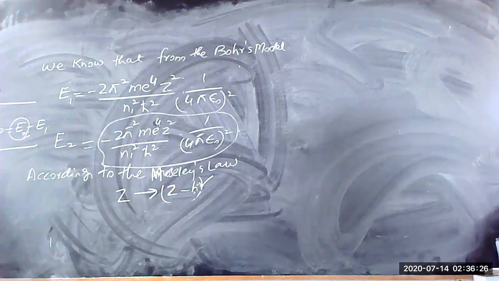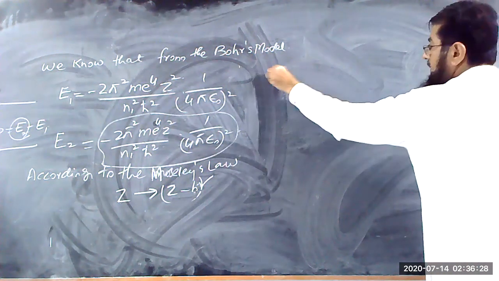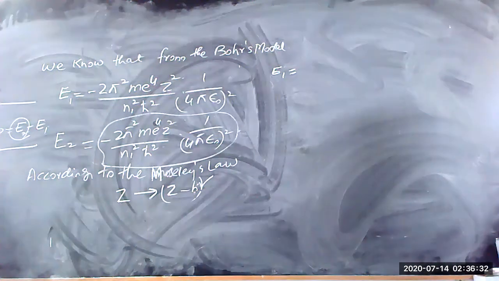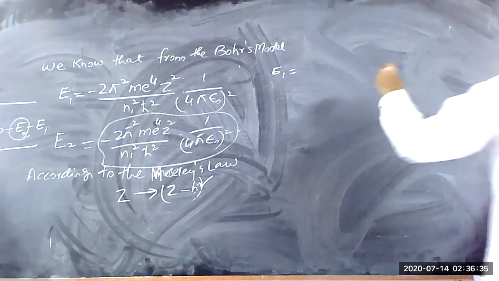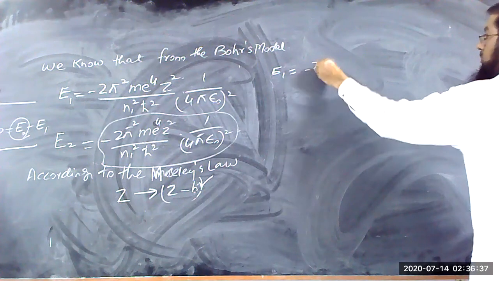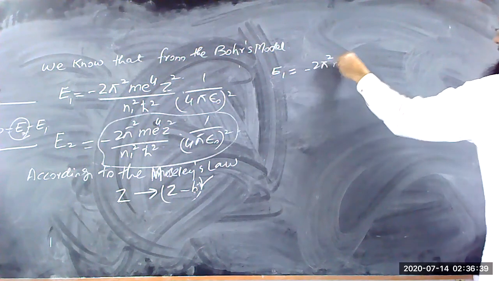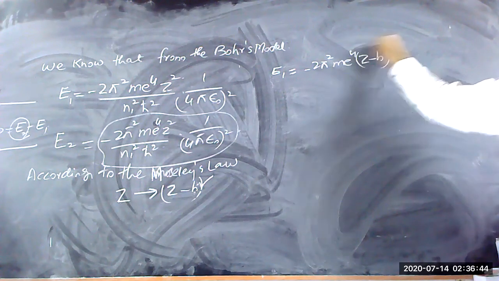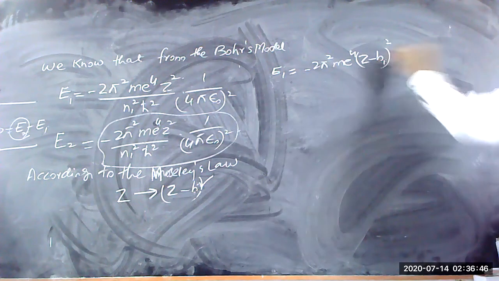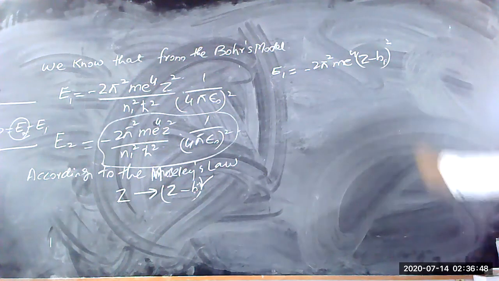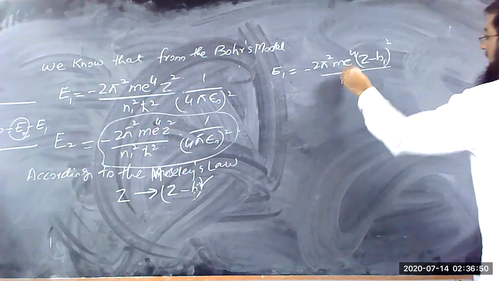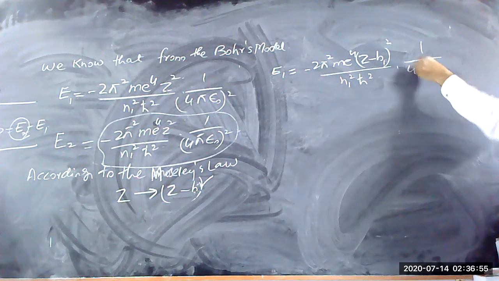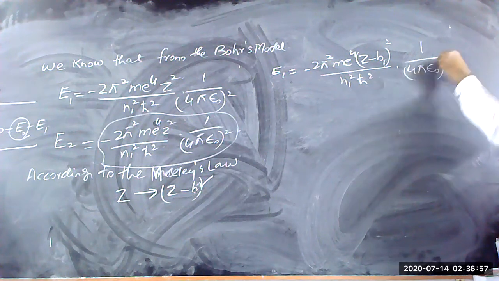Here, if we substitute these values, E1 is equal to the same equation, only Z is changed to Z minus B. So this is minus 2 pi square m e raised to power 4, Z minus B1 whole square, upon n1 square h cut square into 4 pi epsilon naught whole square. This is E1.